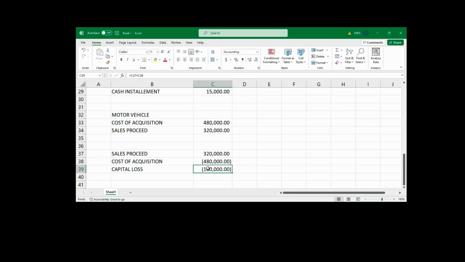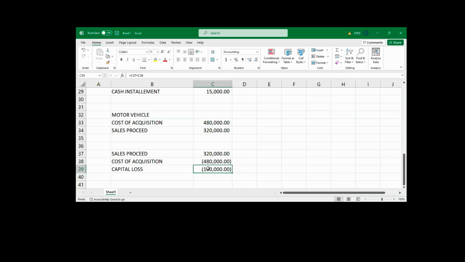Since you make a loss, you cannot pay capital gain tax now. It is only when you make a gain that you pay capital gain tax. When you make a loss, you cannot pay capital gain tax. Now, what is the treatment of this loss that we make? How do we treat capital loss?